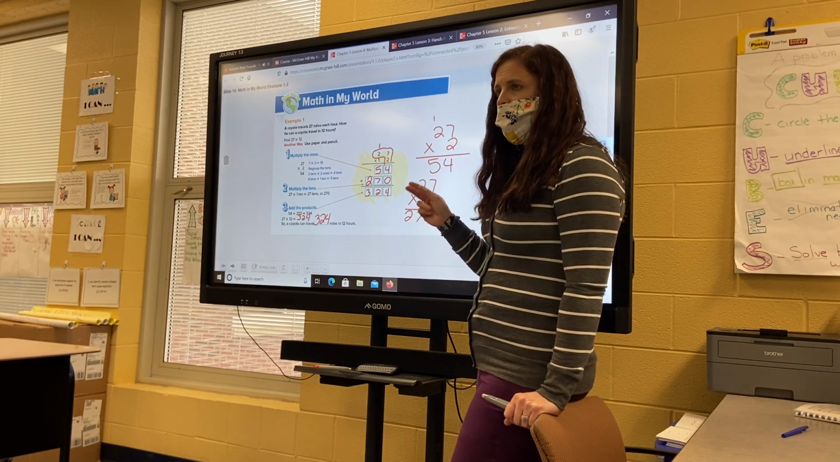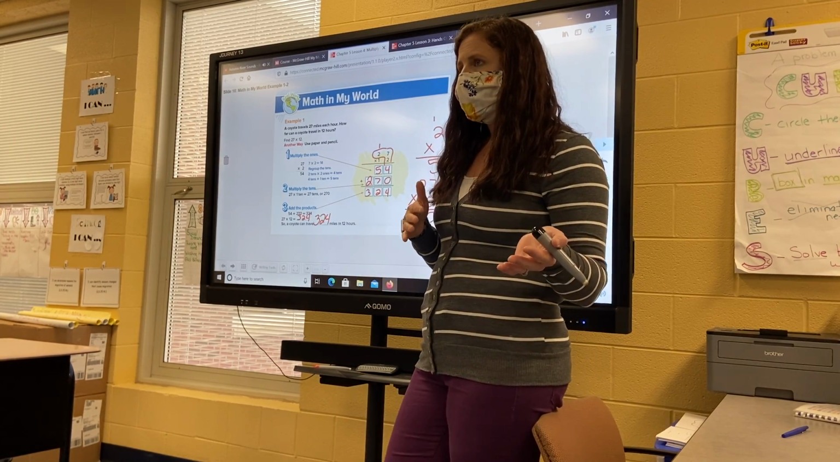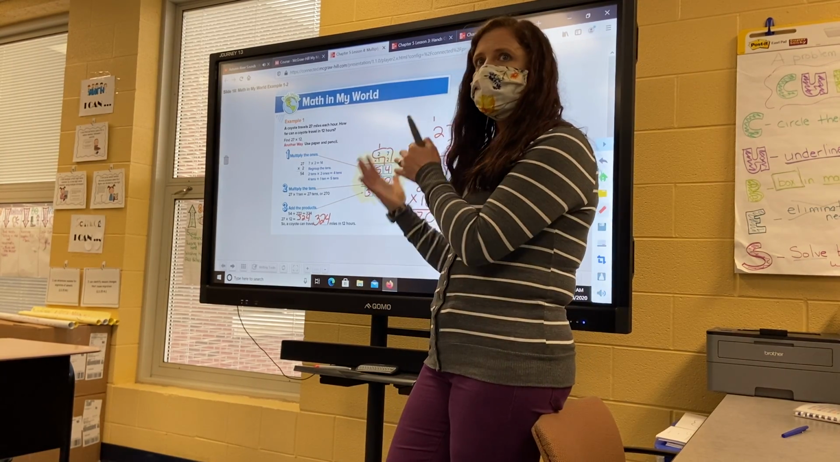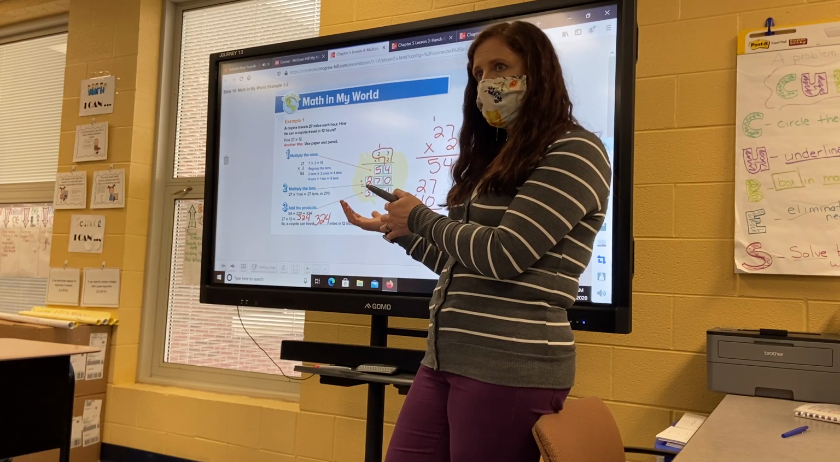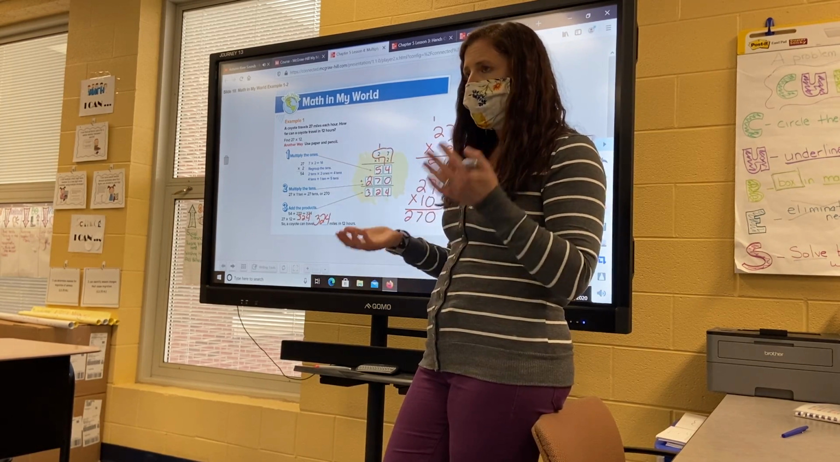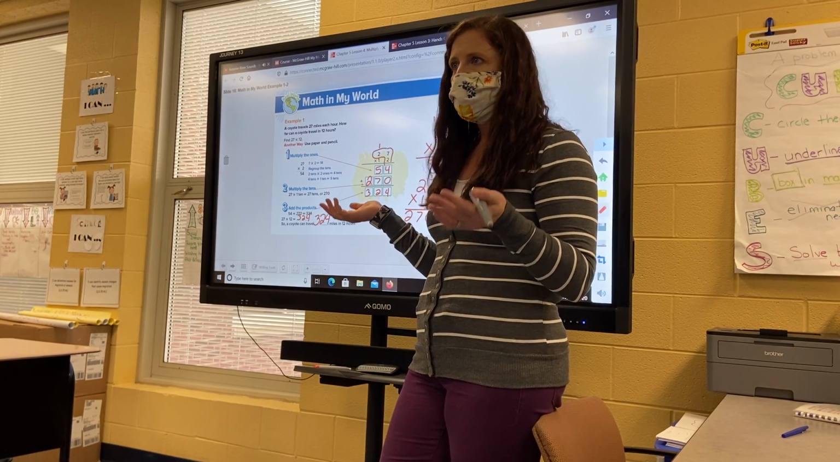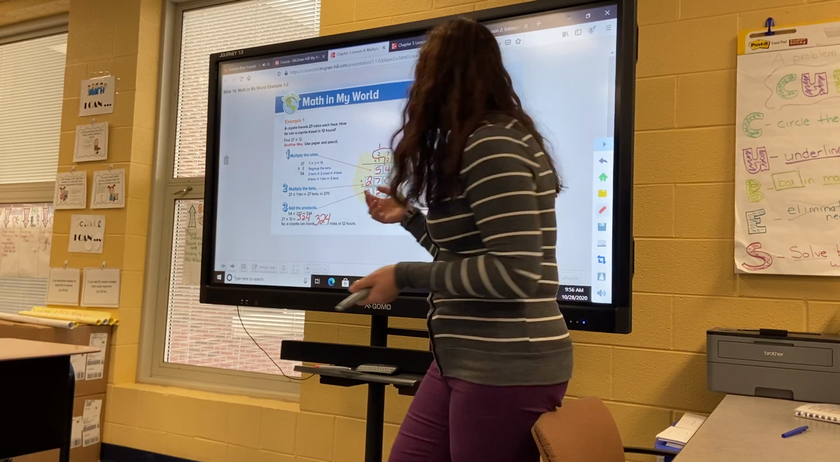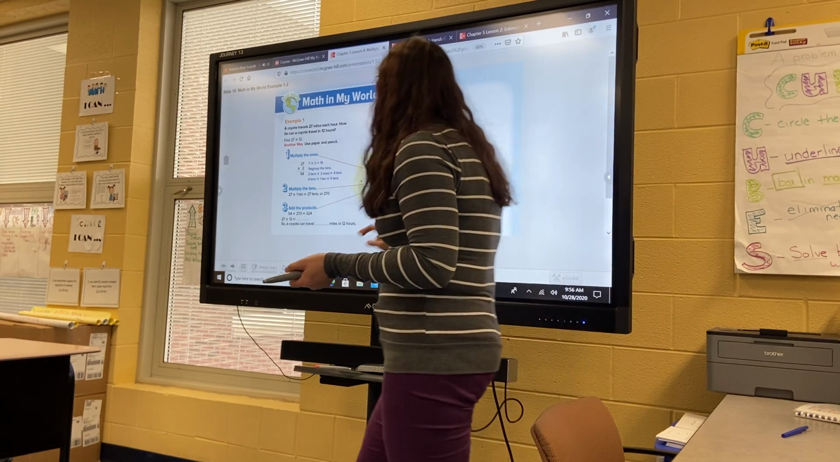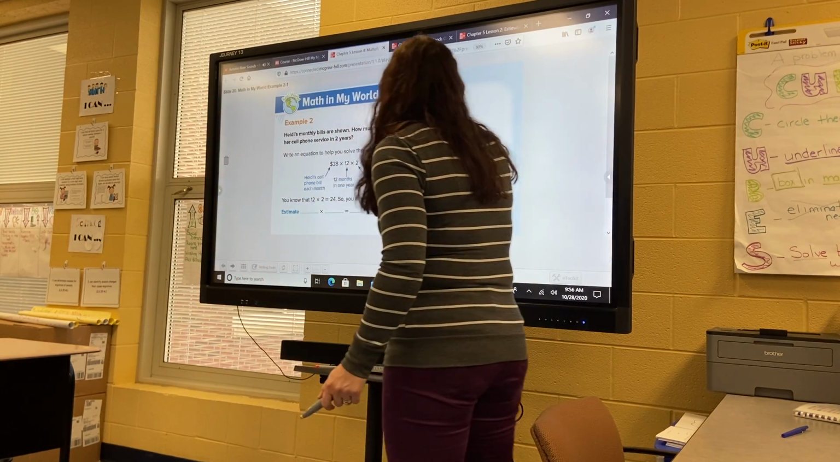So when we do multiplication with 2-digit times 2-digit numbers, your choices are going to be using an area model with the partial products or the standard algorithm. That's going to be your two options. We will practice both of those for a while, and then once you know them both, you can pick which one is easier for you.